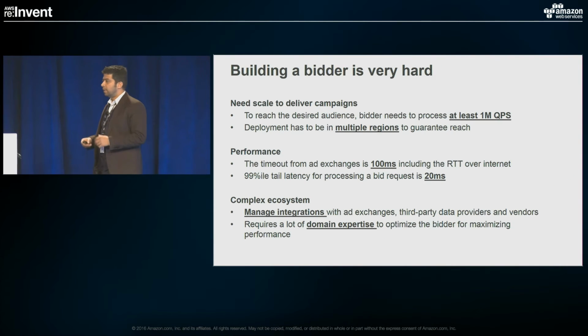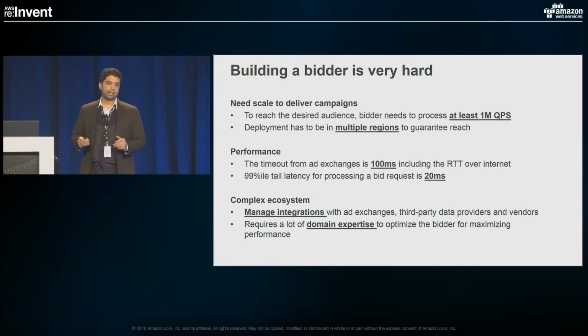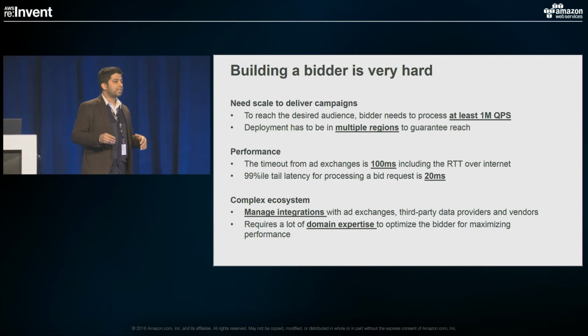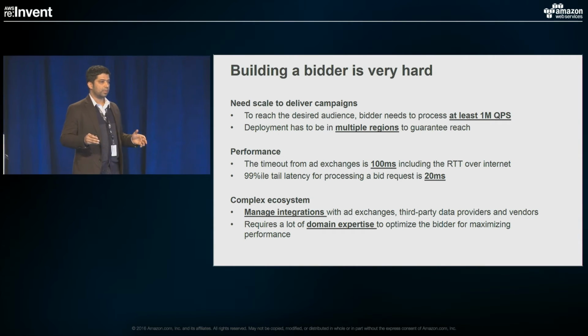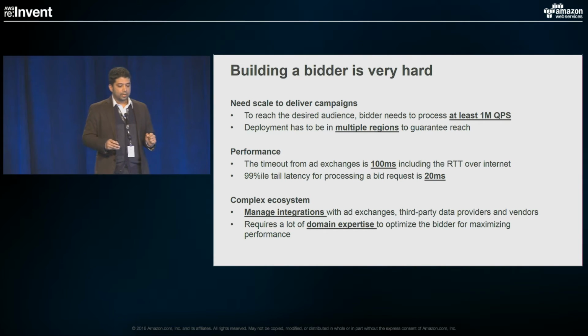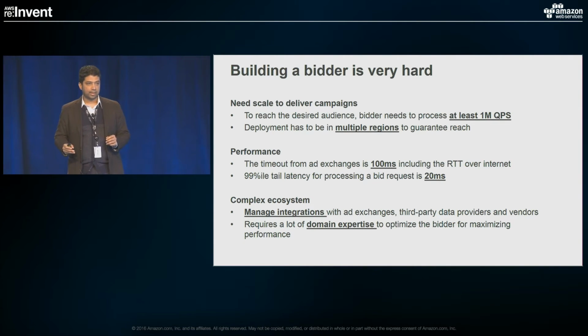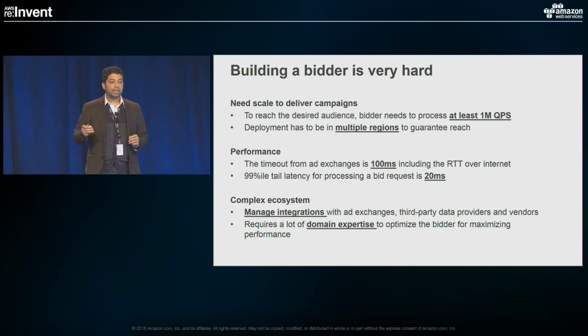Now, it turns out that building a bidder is a really hard technical problem. So for advertising campaigns to be successful, they need to reach a really large audience. And often, this audience is located in different parts of the world, such as North America, Europe, Asia, etc. And so a bidder has to be able to scale up to receive and process at least 1 million queries per second in order to be able to find the users that are relevant for a particular campaign.